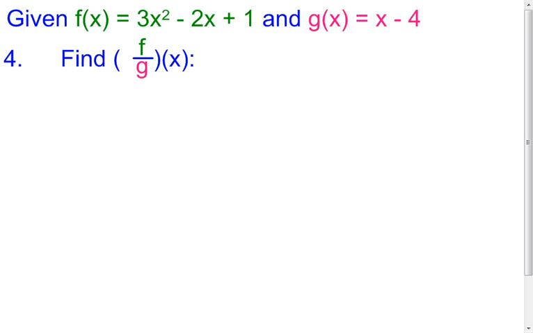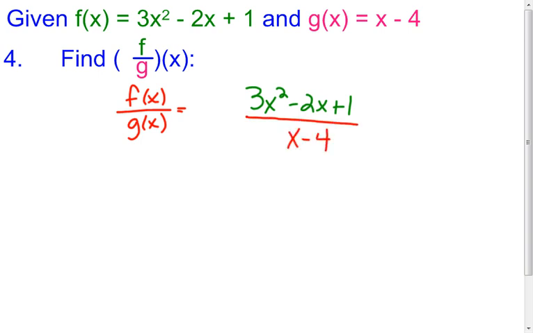Next, of course, we have a division sign. So I am going to basically take f of x. This is what this means if I want to rewrite it: f of x divided by g of x. For f of x that you have on top, that's 3x squared minus 2x plus 1. And on the bottom, g of x would be x minus 4.